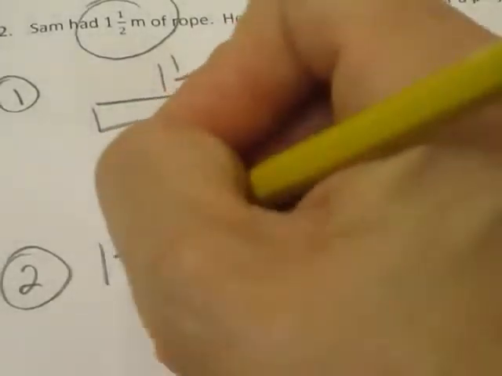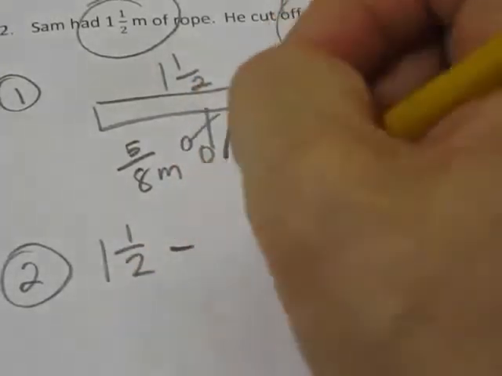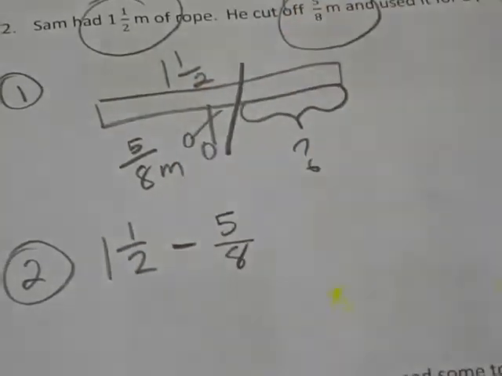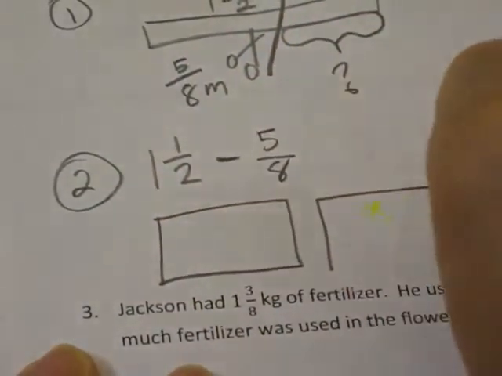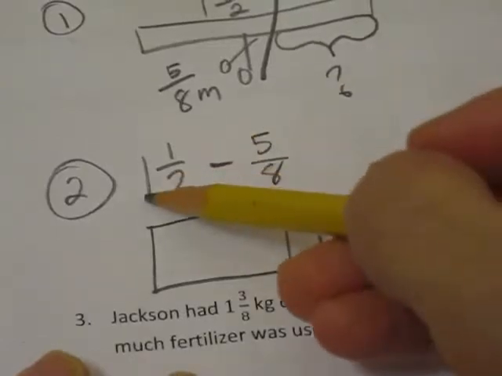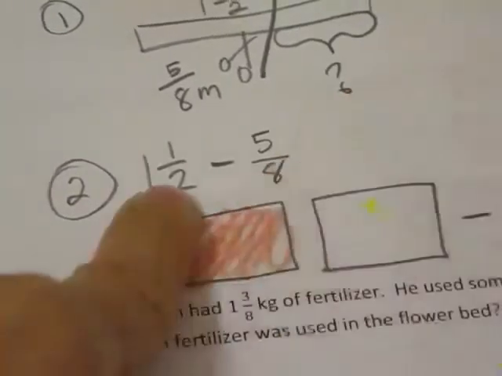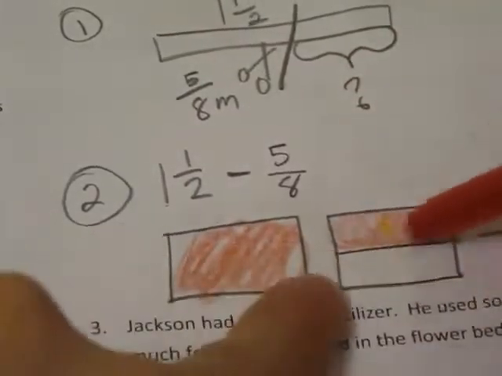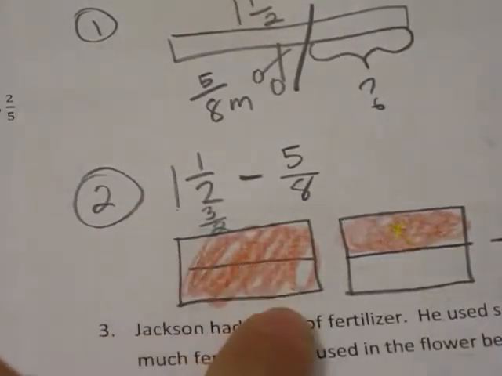Well, if he started with 1 1/2 meters of rope and he cut off 5/8, that means I would do 1 1/2 minus the part he cut off, which is 5/8. And then I will go ahead and draw my models. I know this is bigger than a whole because I have one whole. There's my one whole. And then I have a half of a whole. Well, I want these to look the same. So instead of 1 1/2, I now have 3 halves, because I know that 1 1/2 also is equivalent to 3 halves.